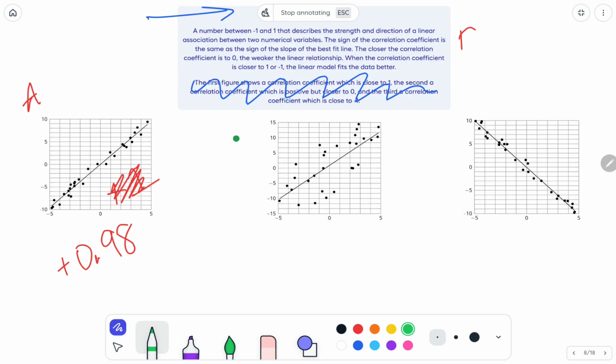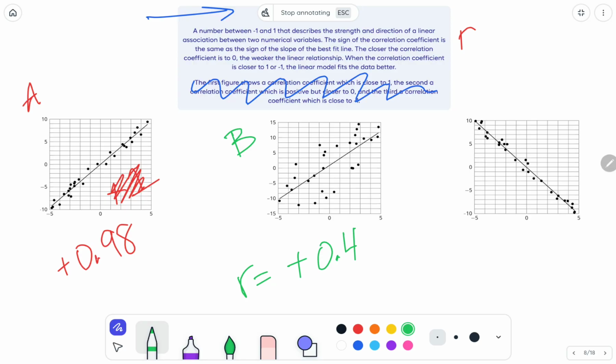Now let's call this one scatter plot B. In scatter plot B, our r is also going to be positive because our data is trending up, but our line of best fit is not that strong. Our correlation coefficient is not going to be that strong. So let's say this will be like a 0.4 or something like that, right? Because again, the closer it is to 0, the weaker the linear relationship. This is not a really strong correlation or association, so it's going to be closer to 0.